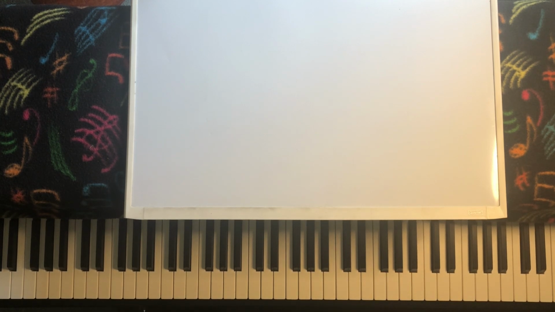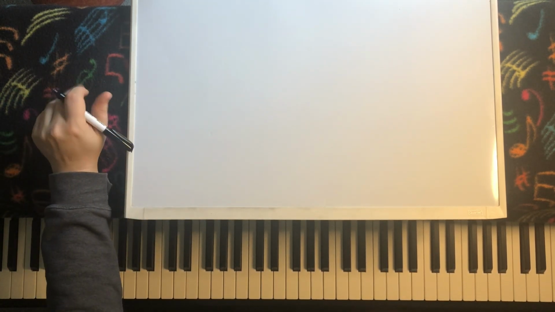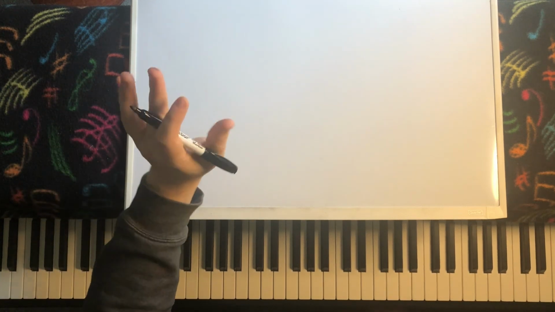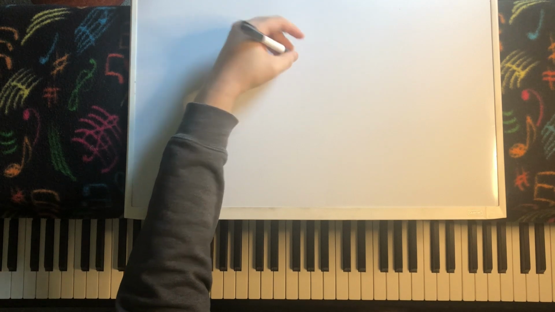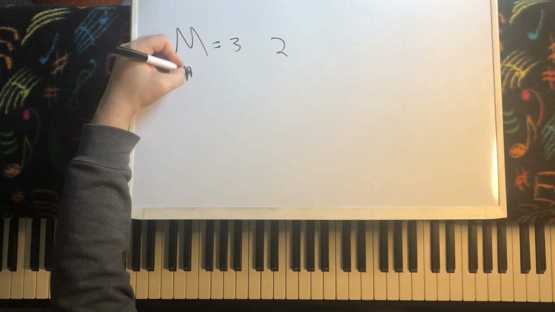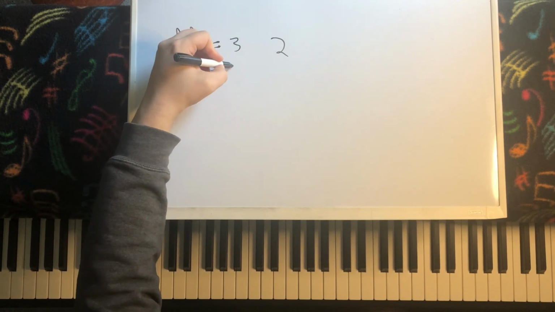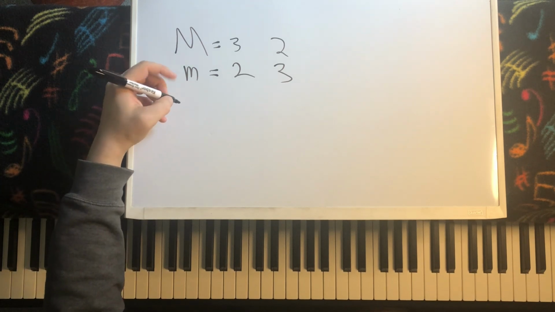So the next step here is constructing augmented and diminished chords out of these things, okay? So we're saying a major chord, and we've covered this all in triad construction, but a major chord is going to be a major third, then a minor third, so 3 and 2. That's a major chord. Then a minor chord is going to flip it. You're going to get 2 and 3, so a minor third, then a major third.